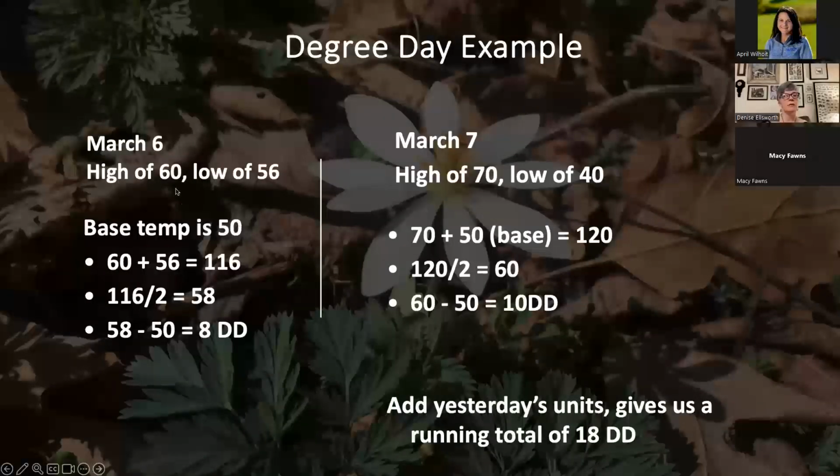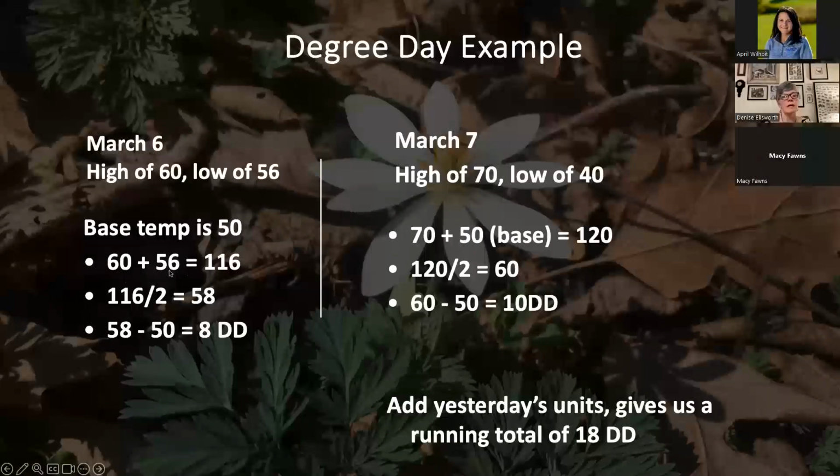March 6th, we had a high of 60, a low of 56. And remember, our base is 50. It's always going to be 50. That's our human assumption that above 50 degrees, development happens, and below 50 degrees, development doesn't happen. That's not necessarily true, but that's still the assumption that we're making that makes the calendar work, okay?